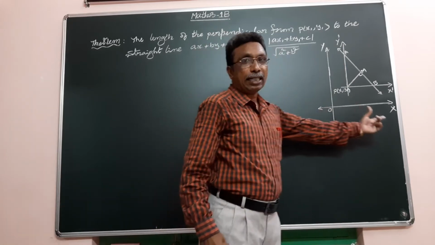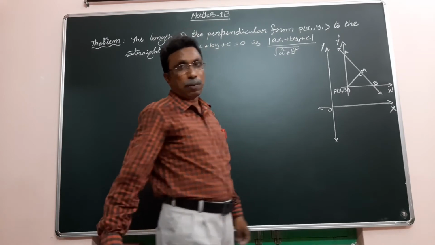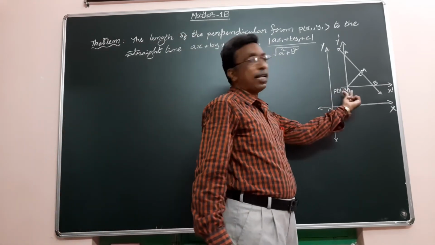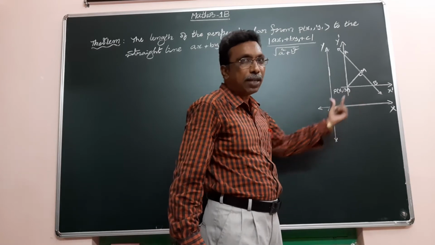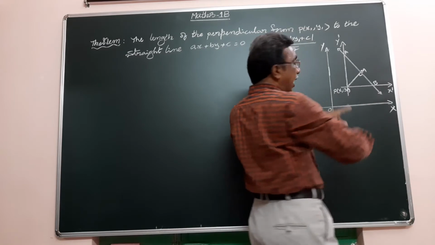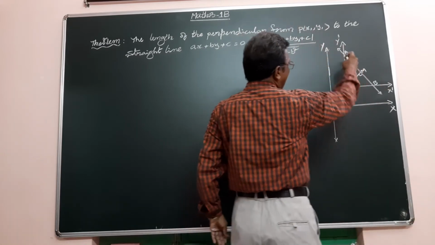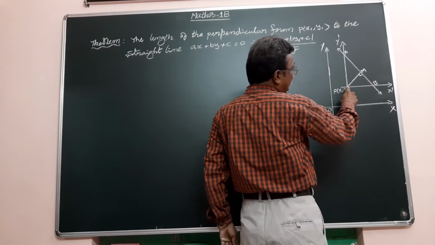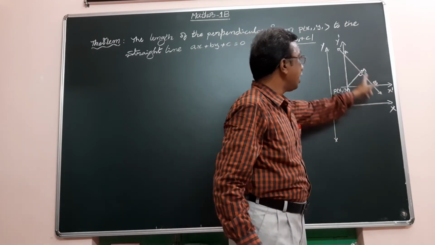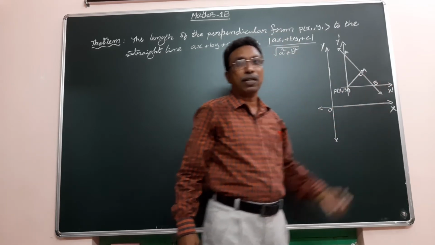This is the x-axis, y-axis. This is the origin. By using transformation of axis, the origin is shifted to another point P of x1, y1. Now we form new axes x dash and y dash. This is the straight line. The perpendicular distance from P to the straight line AB, that is the perpendicular distance PM.